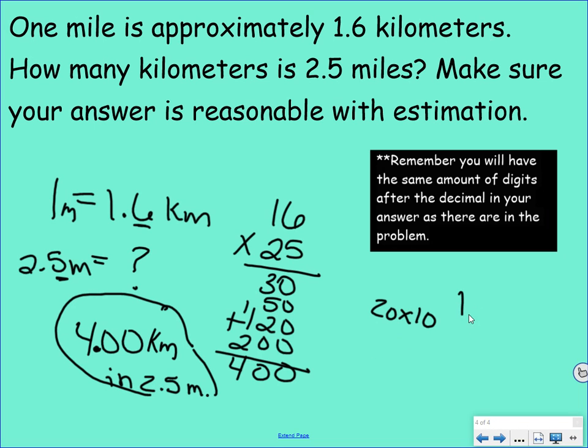All right, so 1 6/10 rounds to 2, and 2 5/10 rounds to 3, and 2 times 3 is 6, which is more than 4. But this number increased, and this number increased, so it makes complete sense that our estimation would be higher than our actual number. So now we know there's approximately 4 kilometers in 2.5 miles. There we go, got that right.